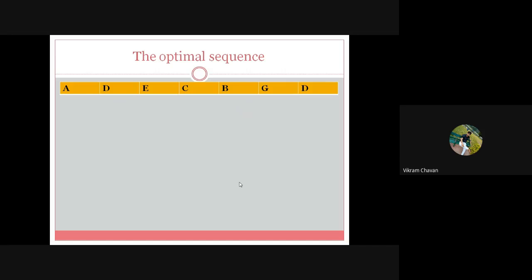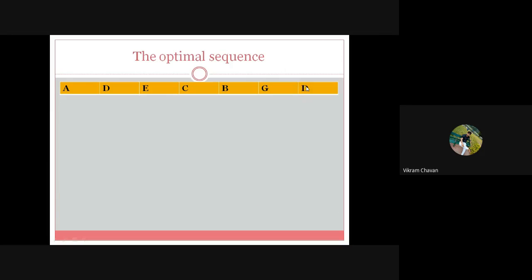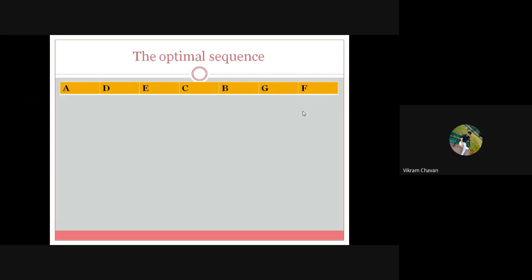आपल्याला टोटल इलॅप्स्ड टाइम काढायचा आहे आणि आपल्याला आयडियल टाइम काढायचा आहे. सर लास्टला एफ कधी तर डी केलं. हां, एफ राहिलं. ओके, एफ. ओके, सो ADECBGF हे आपलं ऑप्टिमल सिक्वेन्स आला. फर्स्ट आन्सर आपण दिलेला आहे ऑप्टिमल सिक्वेन्सचं.